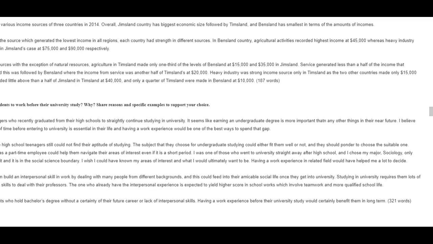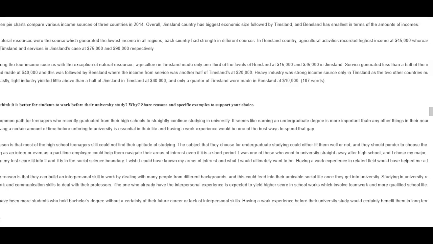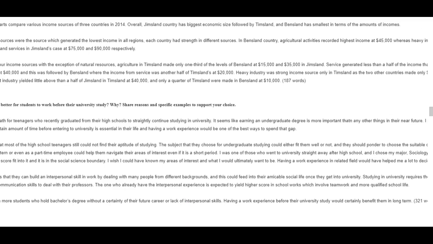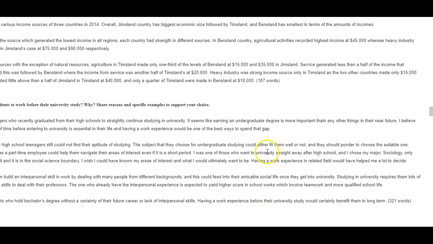I was one of those who went to university straight away after high school, and I chose my major, sociology, only because my test score fit into it, and it is in the social sciences. I wish I could have known my areas of interest and what I would ultimately want to be. Having work experience in a related field would have helped me a lot to decide.